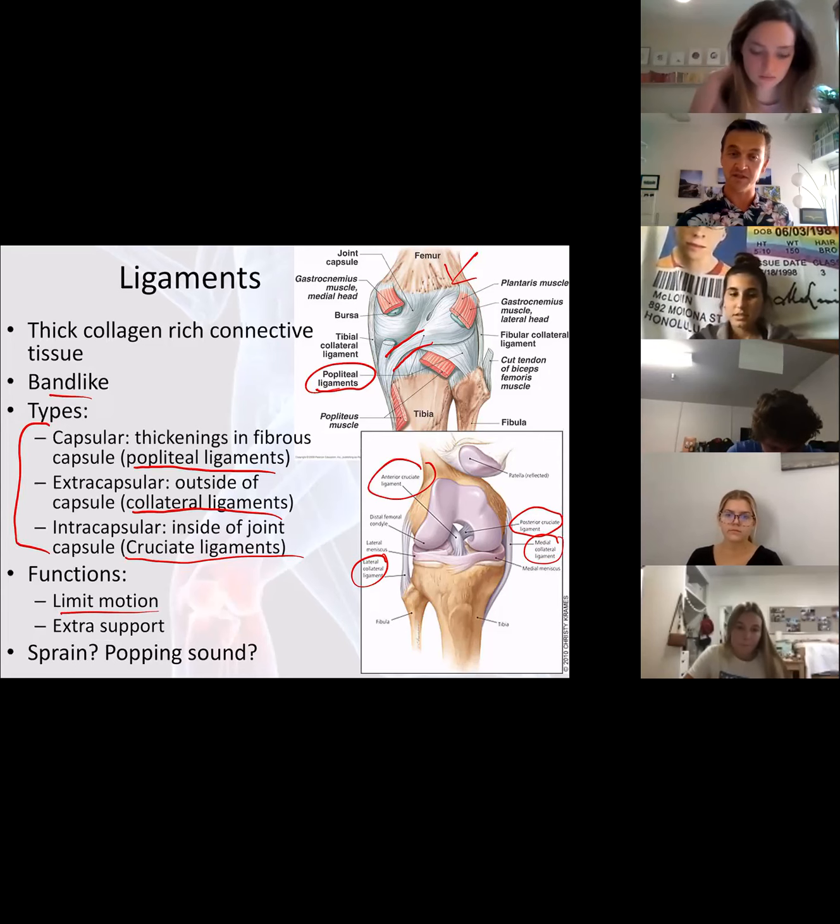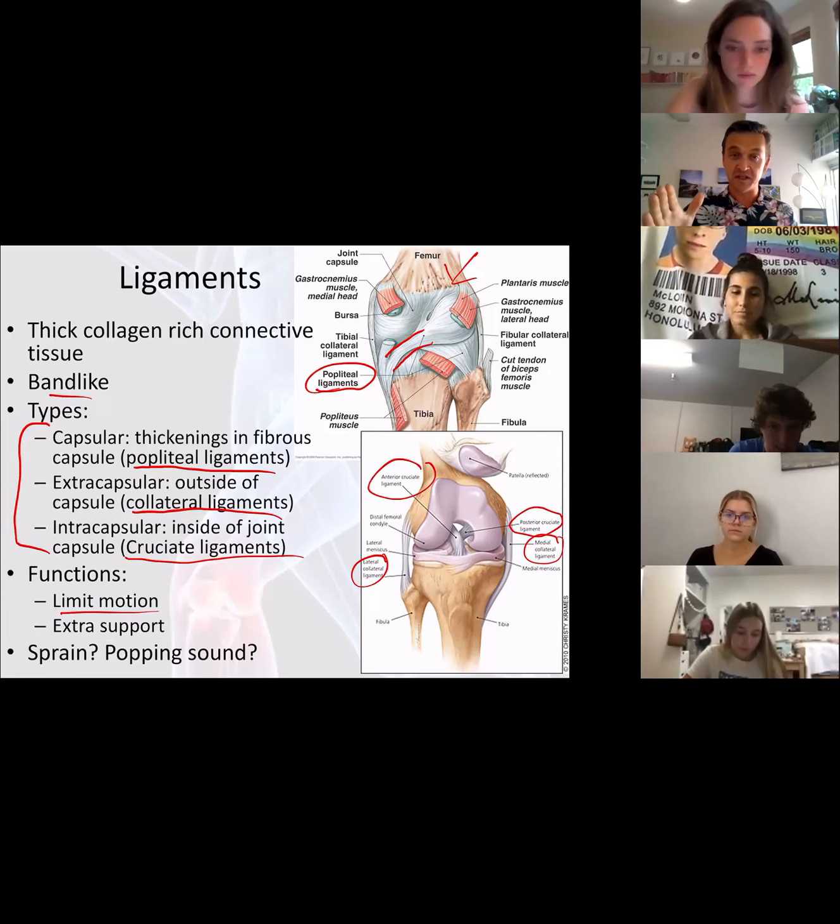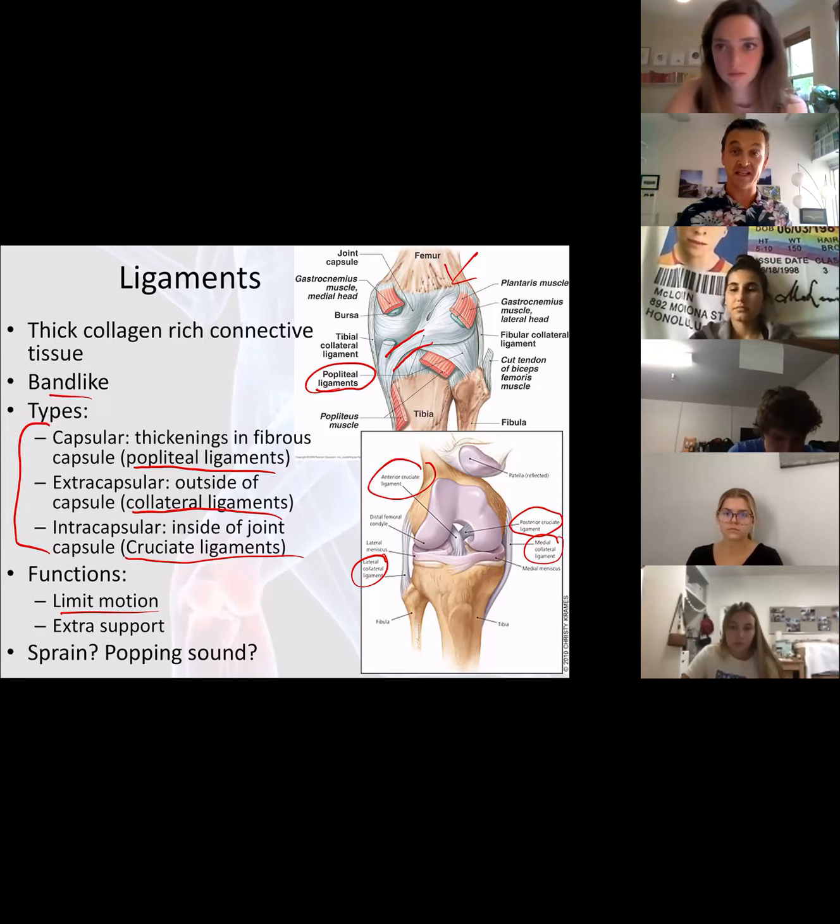But the MCL is pretty simple. The MCL limits your knee from bowing in, right? So picture somebody kicking you in the side and the outside of the knee and your knee going in, right? That's what the MCL is fighting against, okay? And that's how you would tear your MCL if that happened, okay? So it gives you extra support.